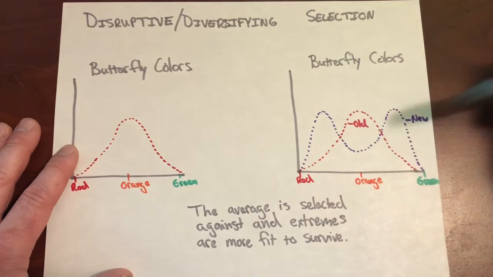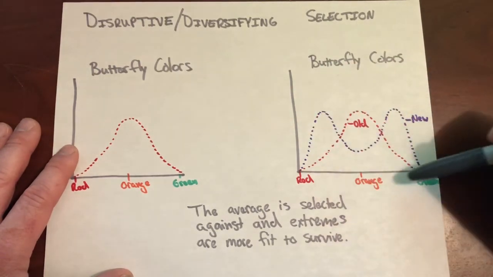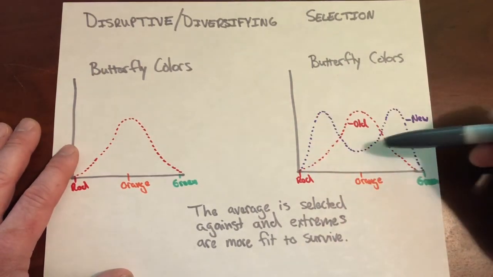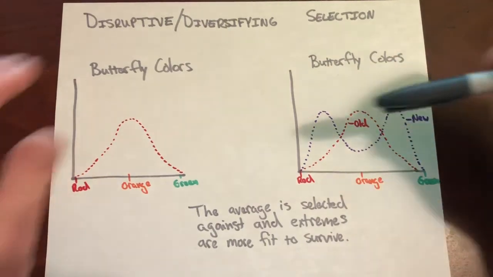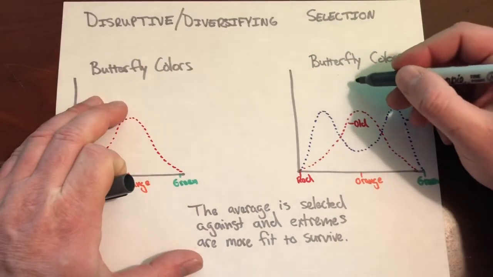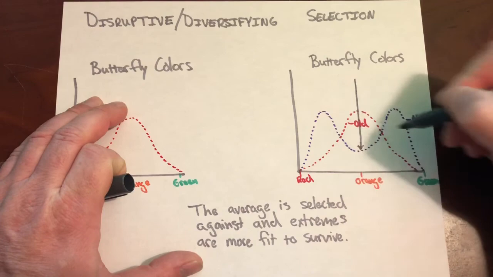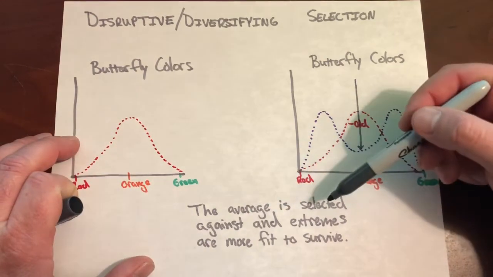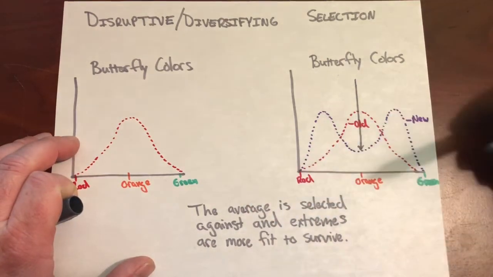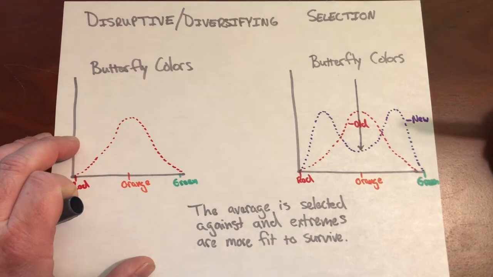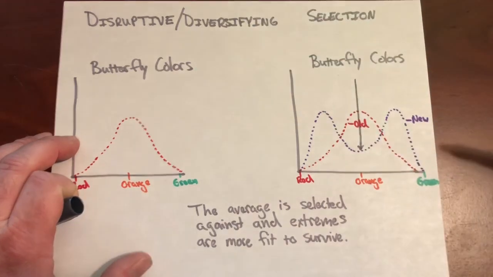And obviously red and green, there's something going on that is causing them to be more fit in order to survive. So the pressure is coming down, putting pressure on the average. So the average is selected against, and the extremes are more fit to survive. All right? That's disruptive, diversifying selection.